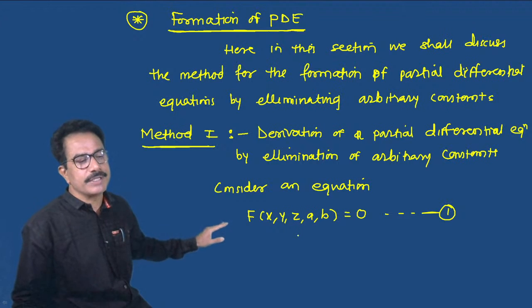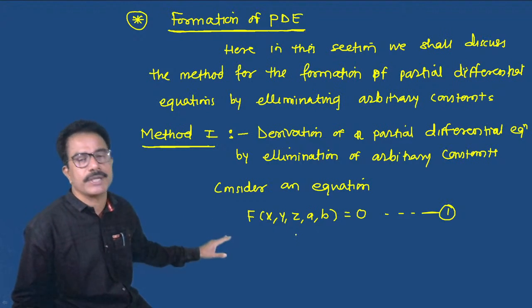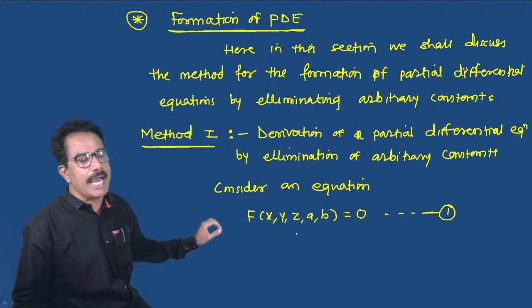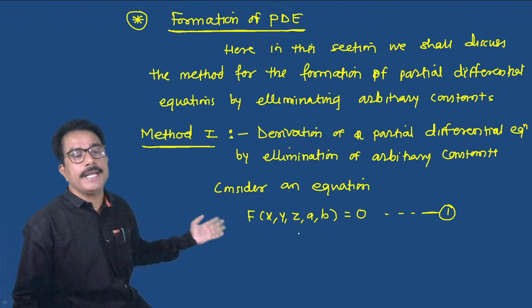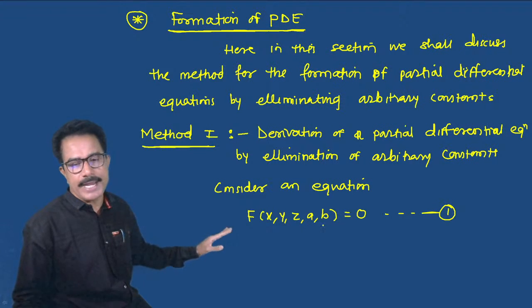How many independent variables are there in this equation? There are two independent variables, x and y, and the arbitrary constants are a and b.